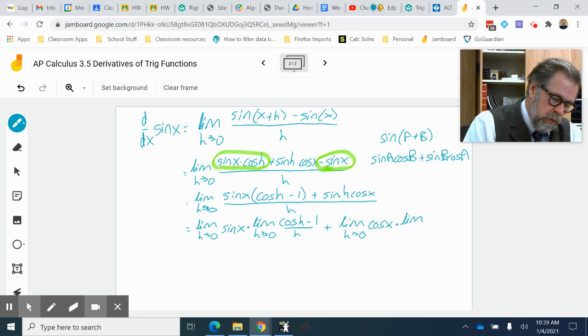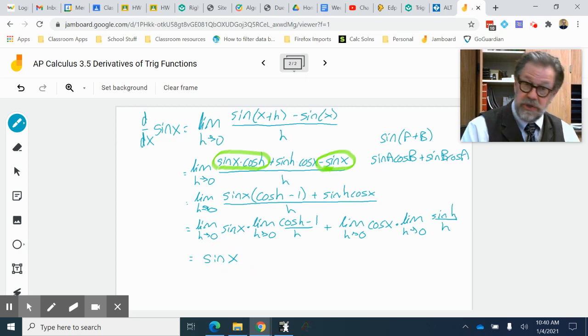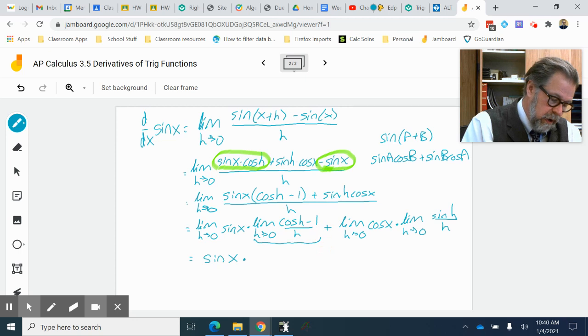And again, these just go back to our limit rules. What can we do with limits? And we're left with sine of h over h. Seen that before. Well, since sine of x does not depend on h, the limit as h goes to 0 of sine of x is just sine of x. We already determined that this thing right here was equal to 0. Cosine of x, since it's not dependent on h, is just going to be cosine of x as h goes to 0. And we already determined that this thing right here was equal to 1.